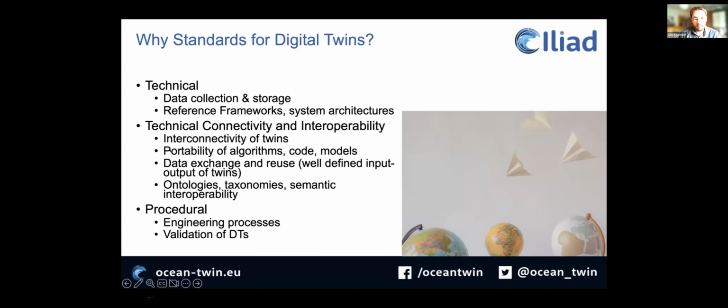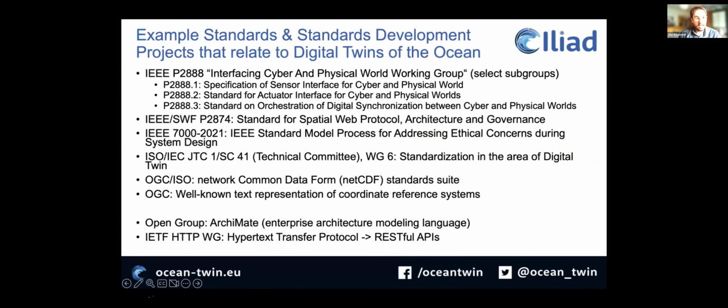Lastly, as a list of examples, a lot of standards are out there that are definitely applicable to digital twins. Looking from the IEEE perspective, I found at least those 3 that you can see here. And IEEE has the numbering system with the P, meaning it's a running project. So the P2888 is everything around interfacing cyber and physical worlds.